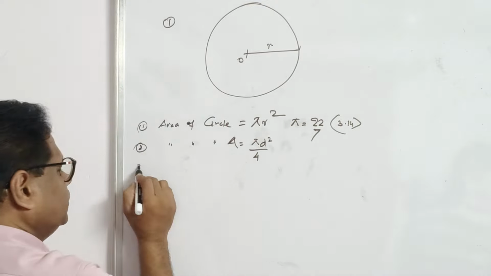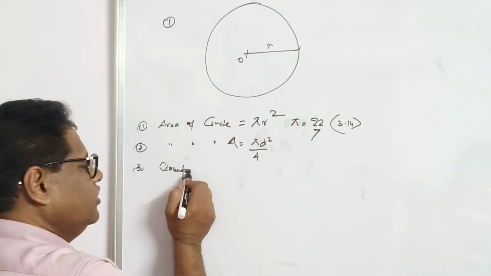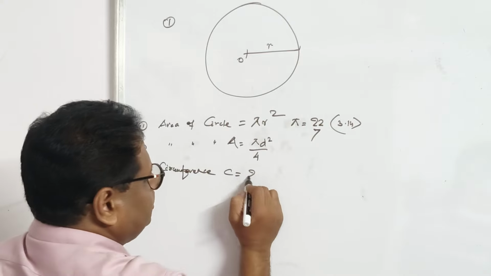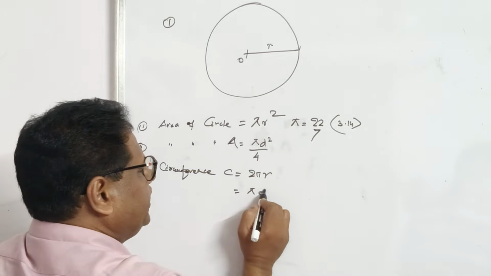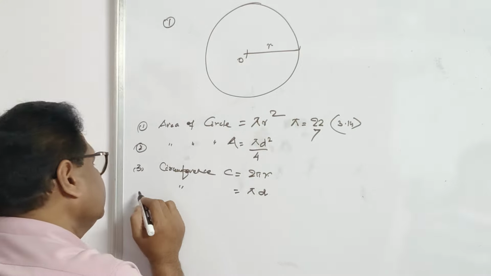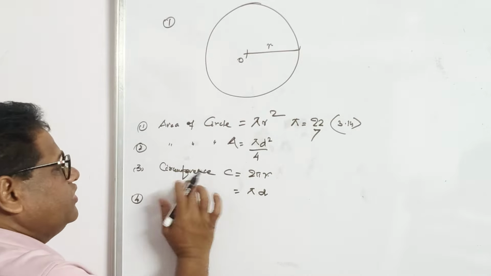Third, to get the circumference, which is same as perimeter, we have the formula 2 pi r. We can also apply the formula pi into d, because 2 times the radius is diameter. Sometimes we call it perimeter, sometimes we call it circumference.